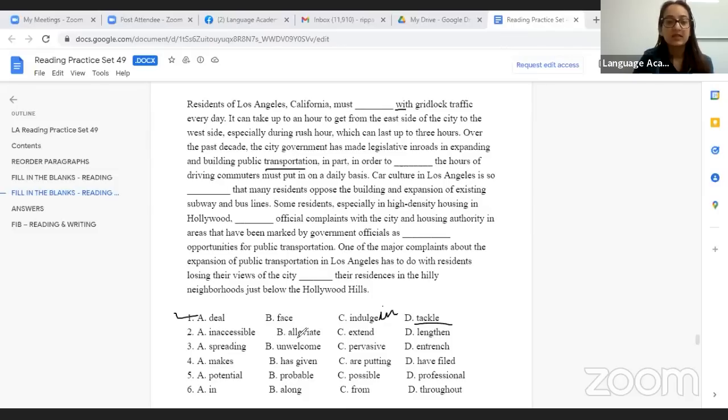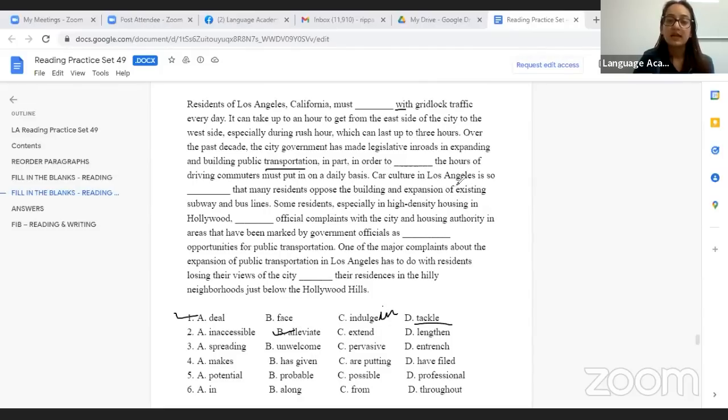To alleviate, yes, alleviate is a negative word and we want to do negative with the hours. Extend is to increase, lengthen is also to increase, so there's no option. We have to alleviate the hours, we have to reduce the hours the drivers put in on daily basis.